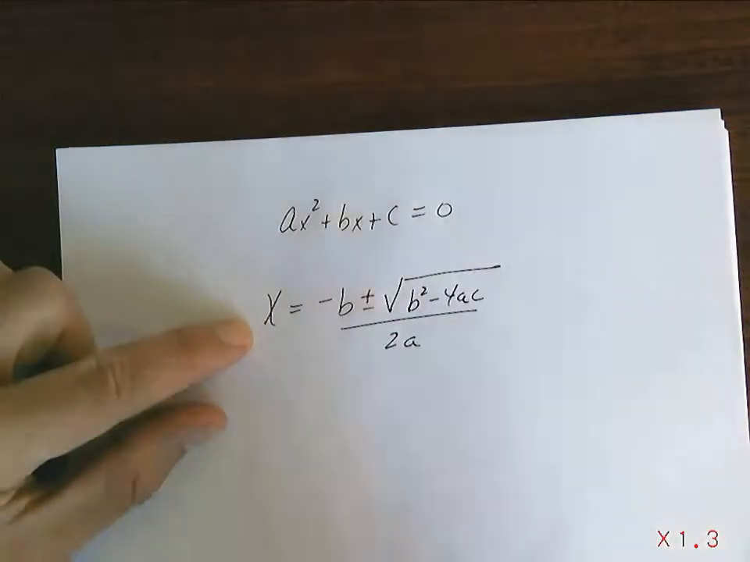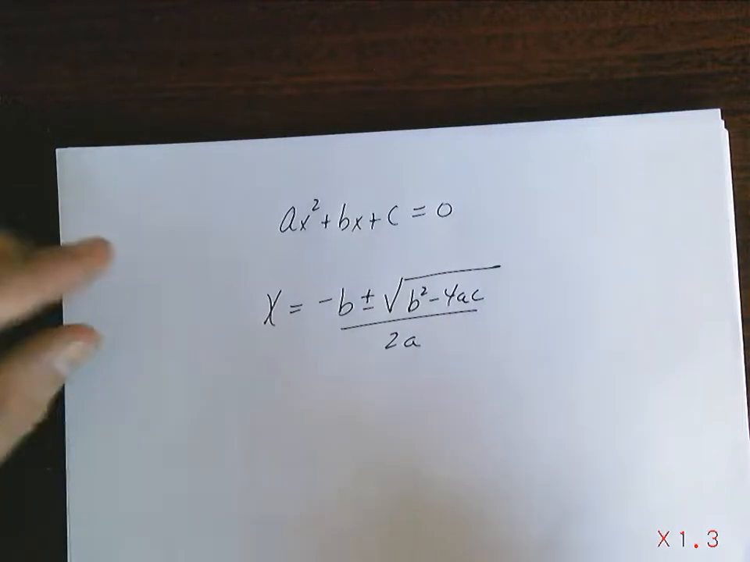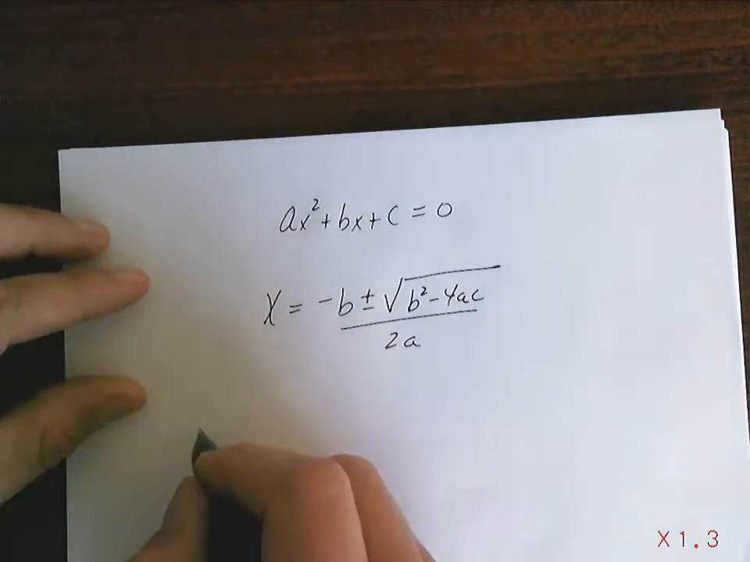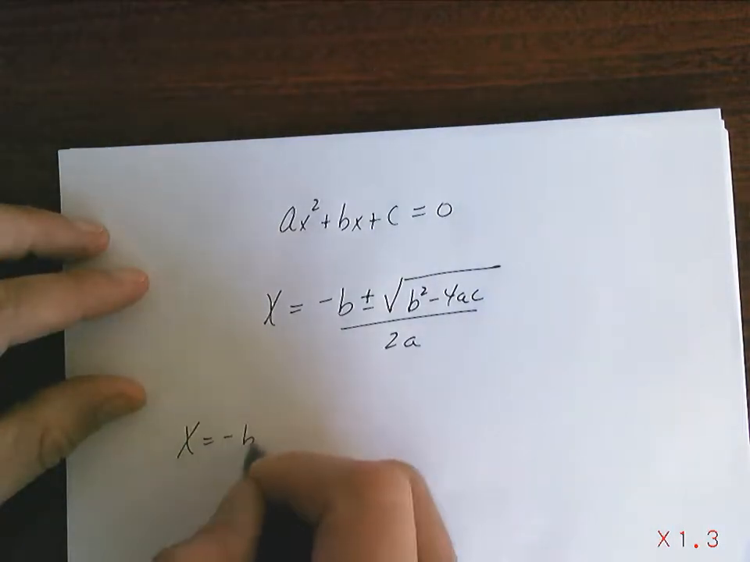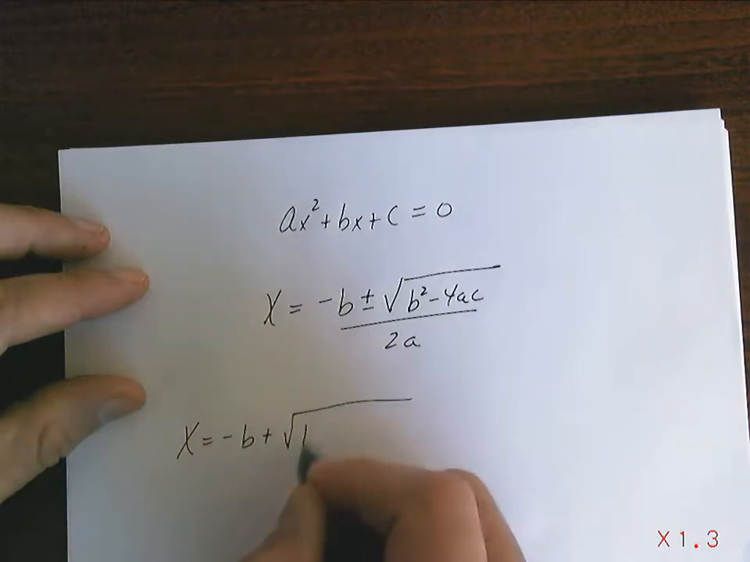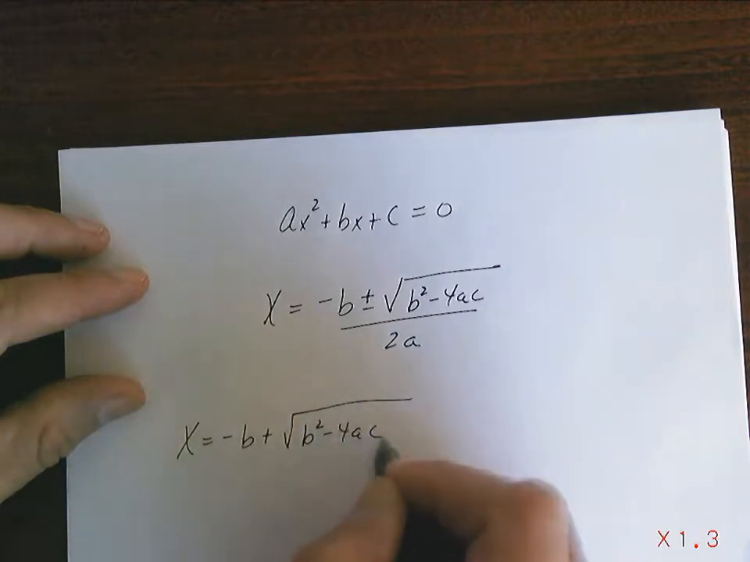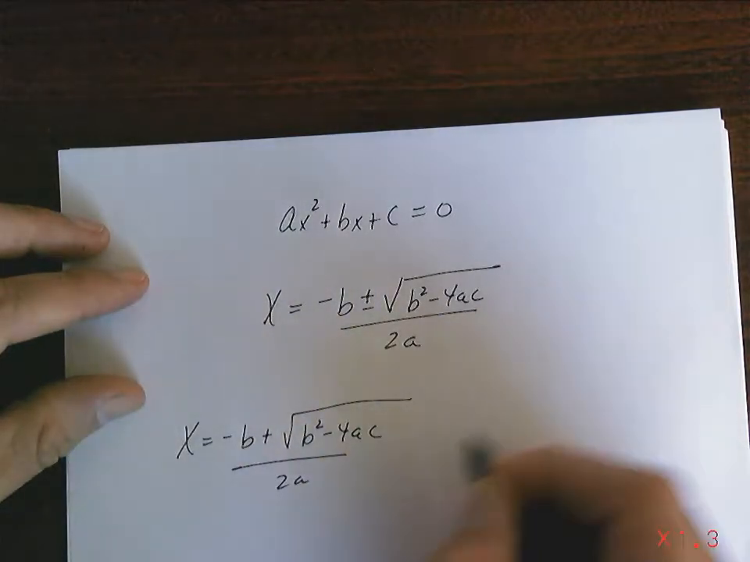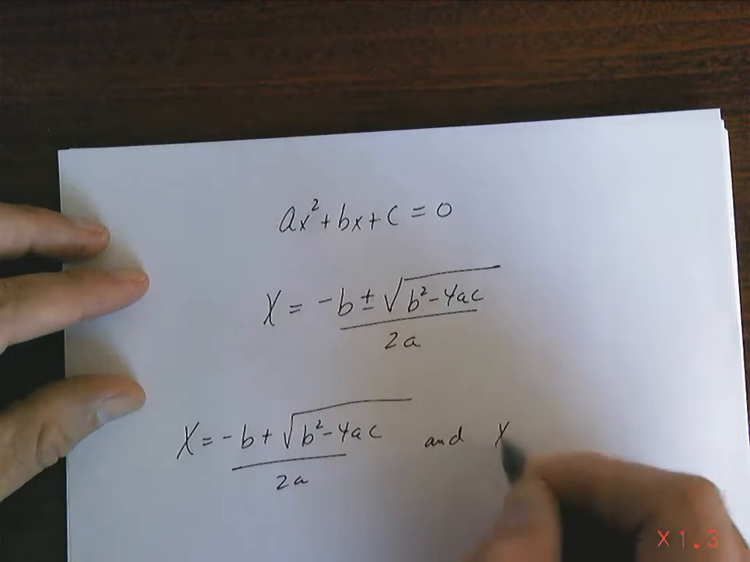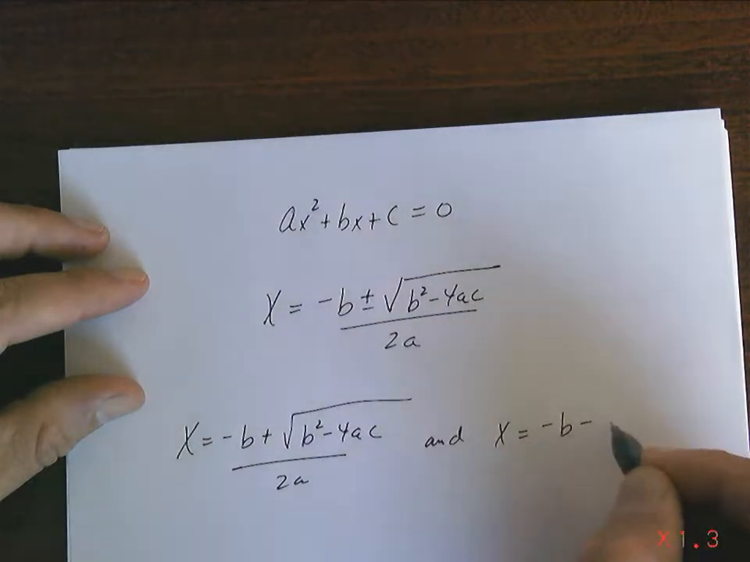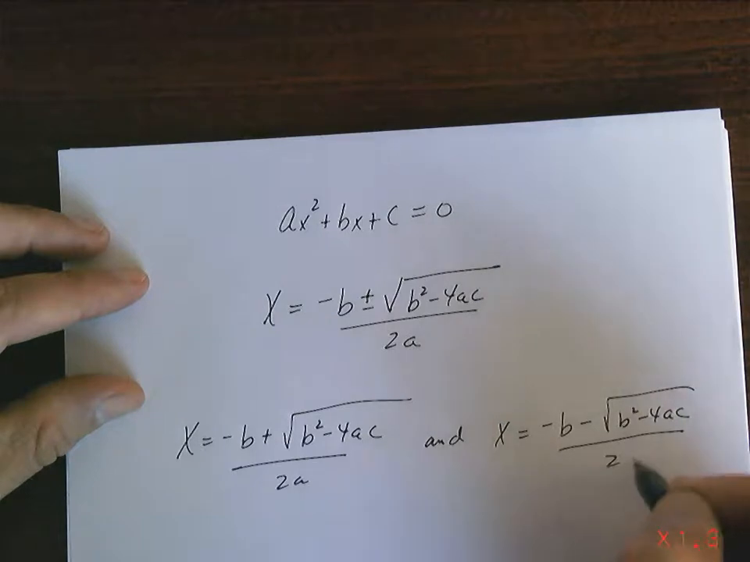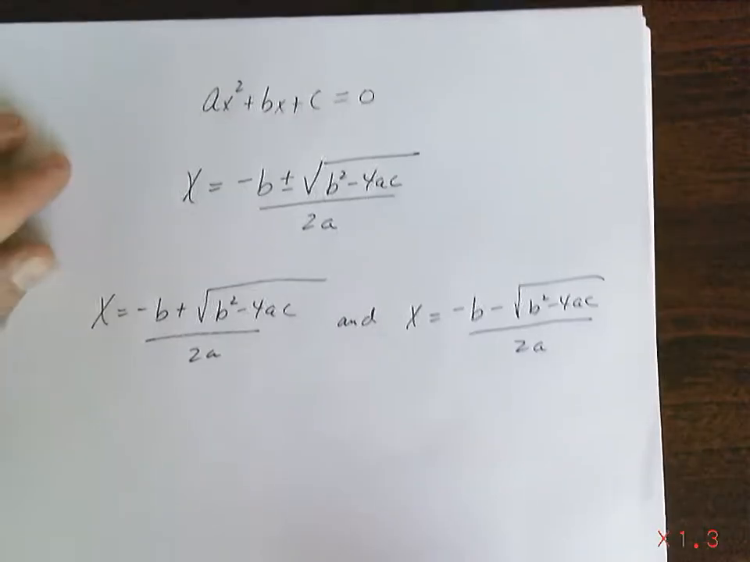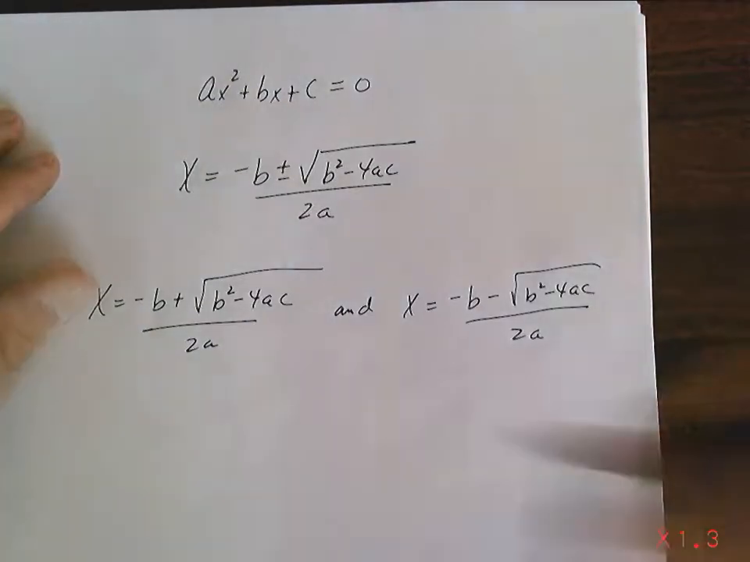So this is what I'm working with. And there's two cases. There's going to be case 1, where x equals minus b plus the square root of b squared minus 4ac over 2a. And we're going to have x equals minus b subtract the square root of b squared minus 4ac over 2a. Now, what's interesting here is this value.